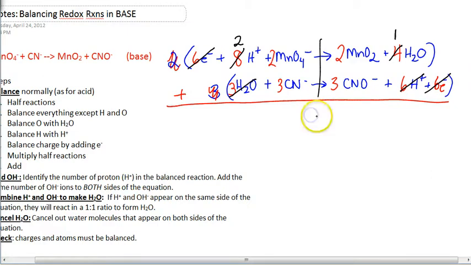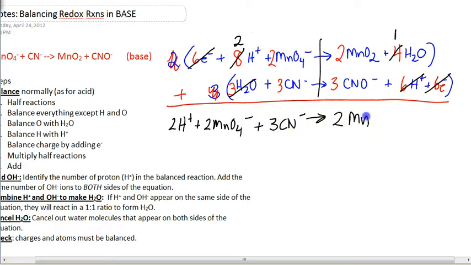So now we will combine and rewrite that. 2H plus, 2MnO4 minus, 3CN minus. Very important to keep track of your positive and negative signs here. That'll turn into 2MnO2 and an H2O and 3 CNO minuses. It's not a bad idea at this point to check to make sure that you balanced it correctly in terms of charge and atoms, and I think I'm doing good here.